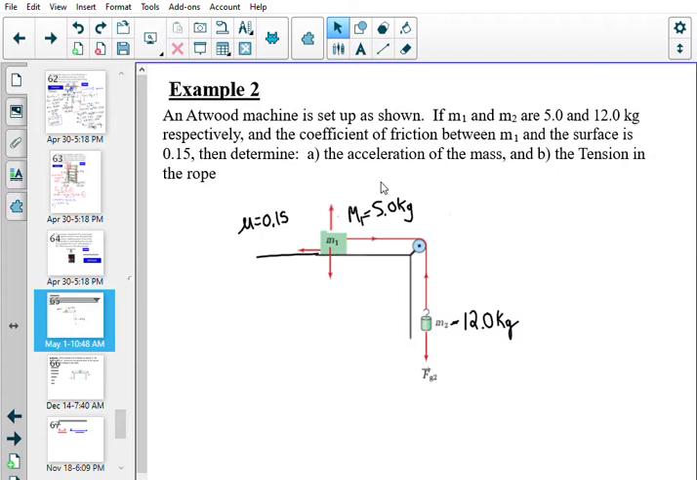Mass 1 is 5 kilograms that I have labeled, and mass 2 is 12 kilograms that's pulling down on the rope. They've given you a coefficient of friction, so you know there's an FF, and they want to work out what's the acceleration and what's the tension. So you see some of the forces labeled, and I'm going to fill them all in.